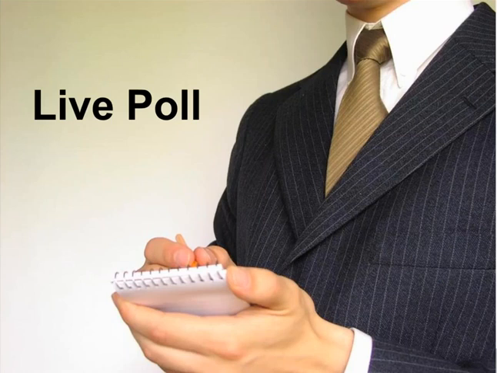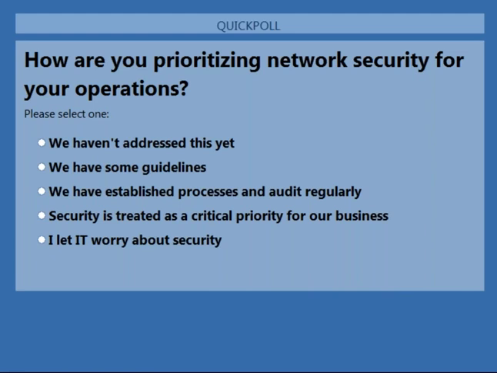Okay, great. Oliver, I'm going to ask your help again here. Let's open up again and see how we're doing and do another poll, if you will. All right, great. So you might see our next topic coming here. How are you prioritizing network security for your operations? So give us a little feedback on that.